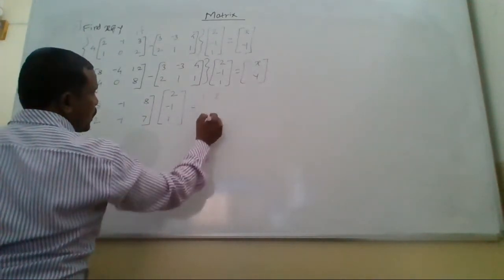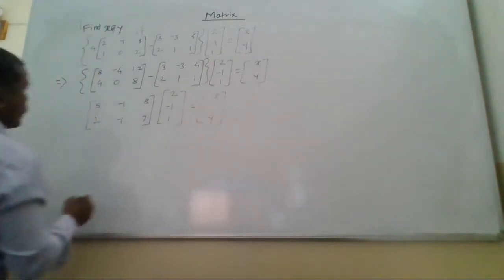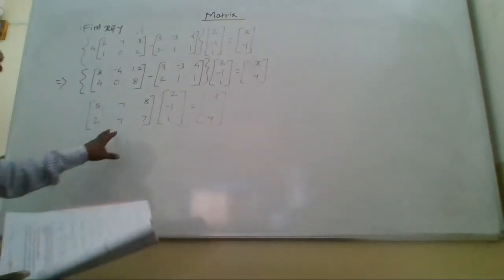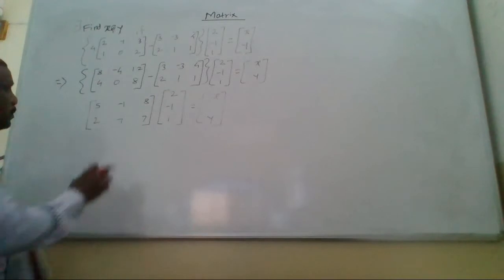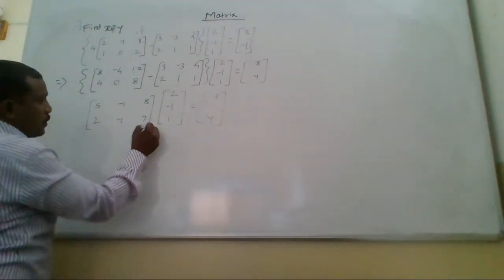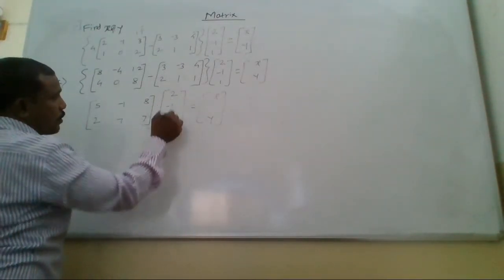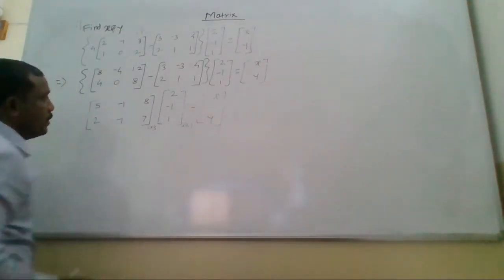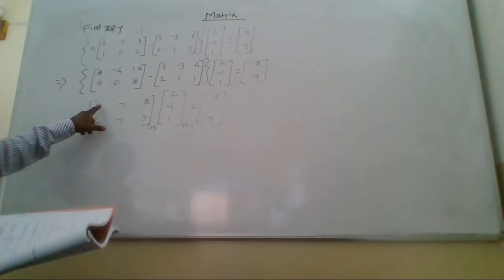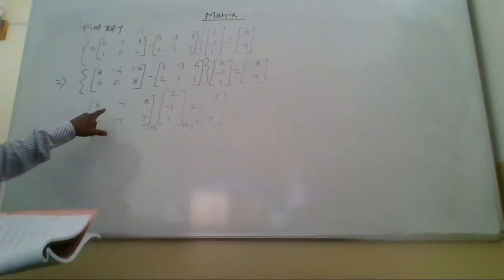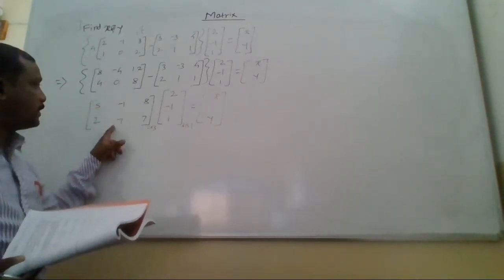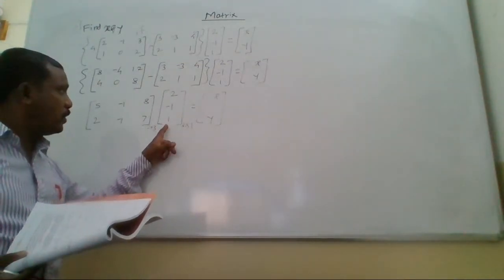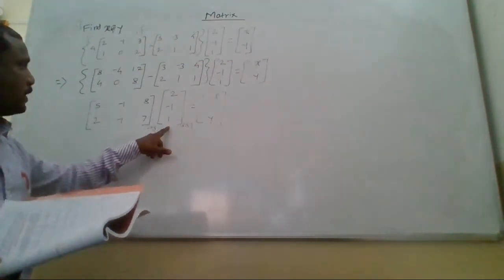Equal to x y. Now multiplication of two matrices. The order of the first matrix is 2 by 3 and the order of the second matrix is 3 by 1. The condition for multiplication of matrices is that the number of columns in the first matrix should be equal to the number of rows in the second matrix.